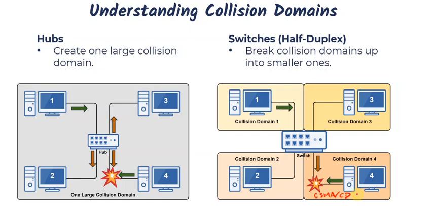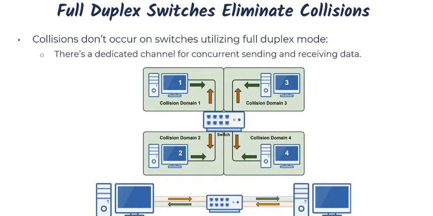Now let's go a step further and talk about switches in full duplex mode, because that's a drastic improvement over hubs and switches in half duplex mode. When we have a switch that operates in full duplex mode, we eliminate collisions altogether because collisions simply don't occur on switches that are operating in full duplex mode. Why is that? As you see depicted here on this diagram at the bottom, we have a switch that's connecting two systems together, and you're going to see that there are two separate channels. There's a channel that's dedicated for sending data, and a channel that's dedicated for receiving data at the exact same time. If you think about it from the perspective of a network cable, think of it as one cable for sending and another cable for receiving, designed so it can happen at the exact same time.